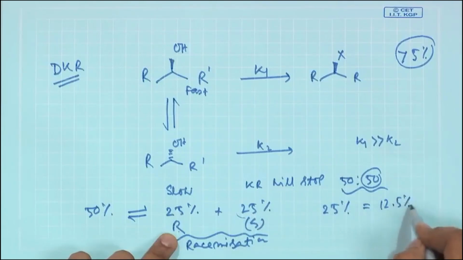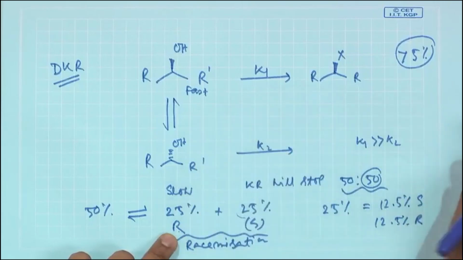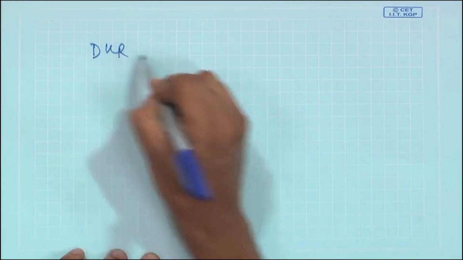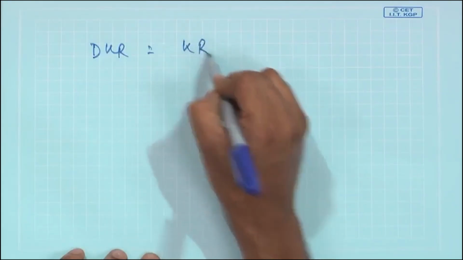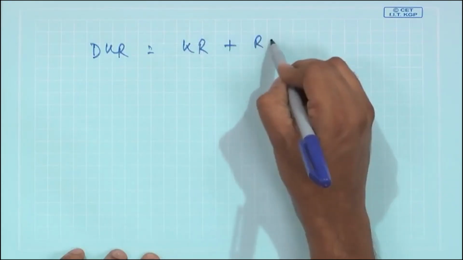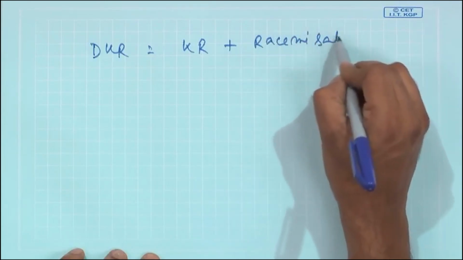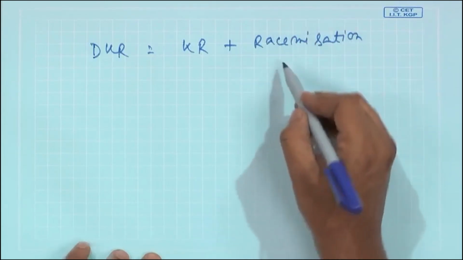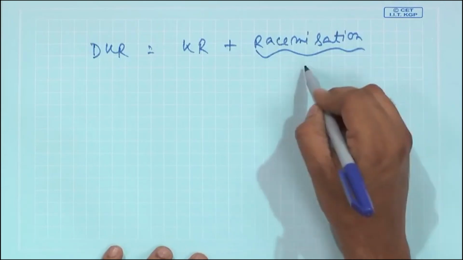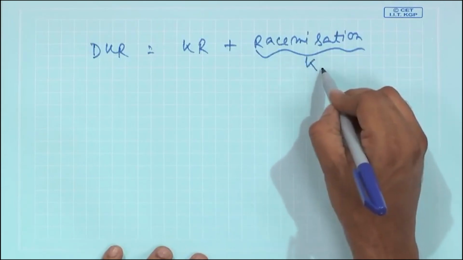Again, this 25% you convert to 12.5% of S and 12.5% of R. Then again, make sure this kinetic resolution is triggered. So, you have to have a system. DKR basically consists of a kinetic resolution coupled with a racemization protocol, and eventually the racemization rate constant must be very high.